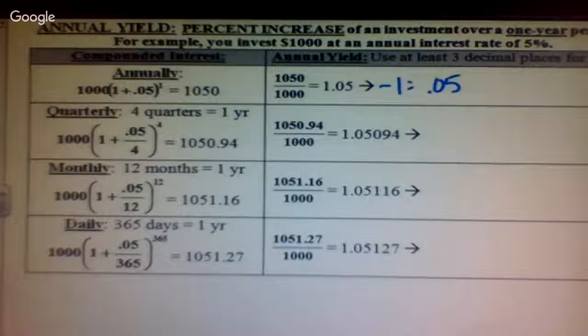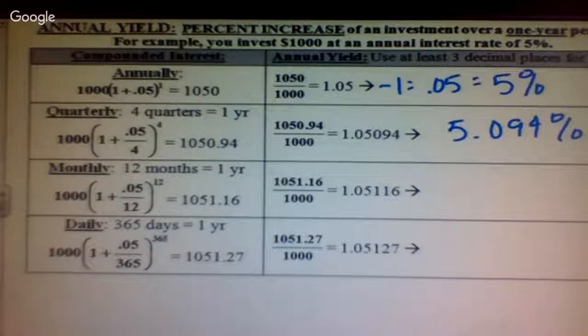So 0.05 means 5% annual yield. What this tells us is that after a year, your money's only gained 5%. That's how much interest you've gained in percentage. So at the end of a year, if I compound annually, I've only gained 5%. If I do the same thing, but this time I compound quarterly, I've gained 5.094%. Basically, you can drop the 1 and change your decimal to a percentage.